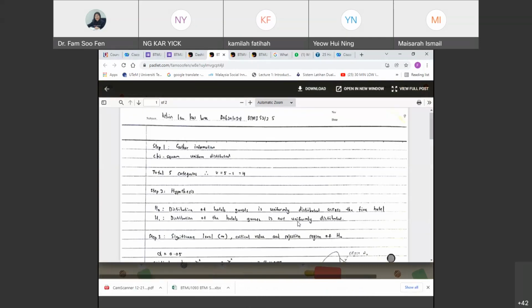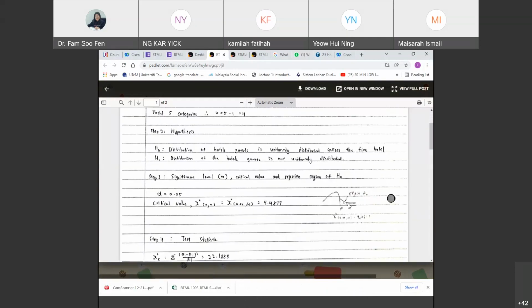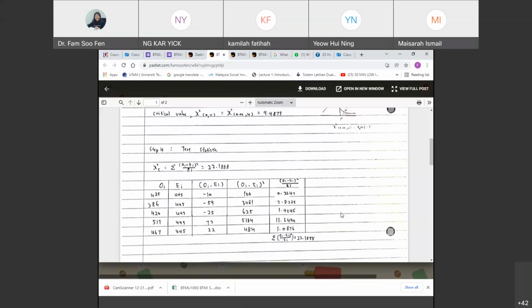Okay, almost okay, at least not so bad. If you can draw properly and nicely like this, he gets marks. Reject H0 now. Okay, summation formula, he got it, the numbers he also got. Okay, good.